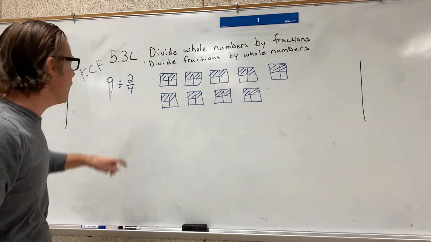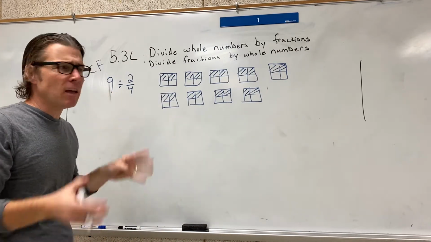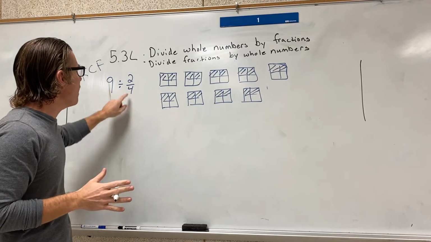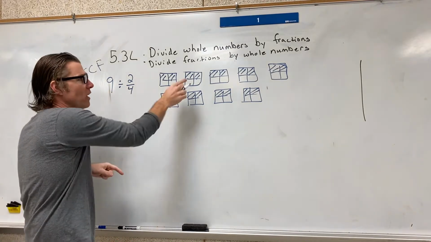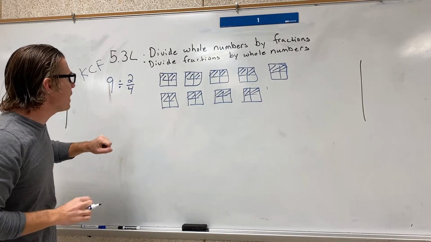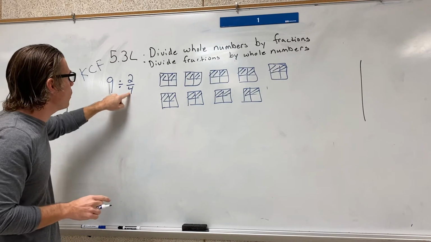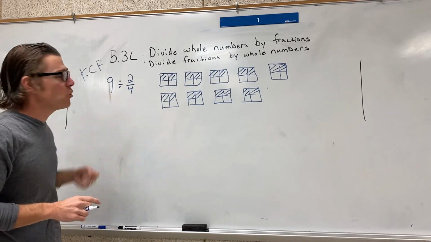So I'm going to go right back again. I started with a 9. I drew 9 things, not too complicated. Whatever this number is, that's what you draw. We're going to divide that by 2/4. I therefore took each one of the wholes and divided it into 4, because that's what my denominator tells me to do. I shaded 2 because I have 2 of those 4.